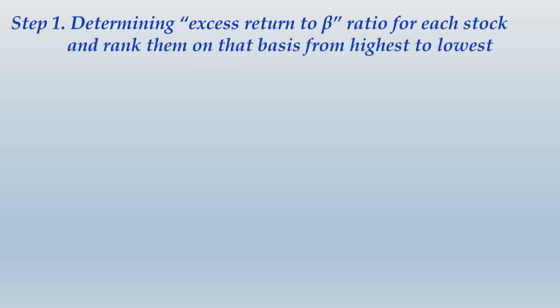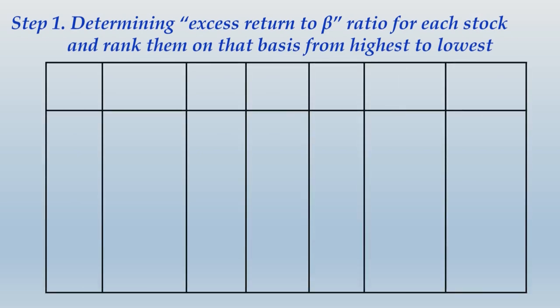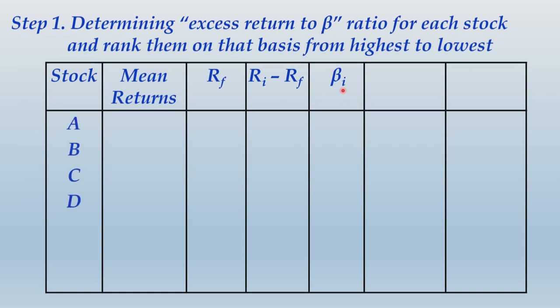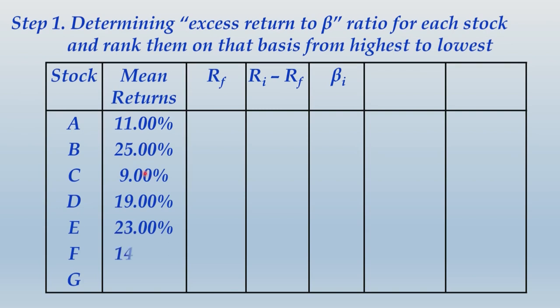So the first step is determining the excess return to beta ratio for each stock and ranking them on that basis from highest to lowest. So we draw a table and we take up calculations of mean returns, then RF, then RI minus RF and beta. So for stocks named A, B, C, D, E, F, G, their mean returns, whatever is given in the question, we have simply copied, correct? This information is directly available in the question. The risk-free rate will be the same for each stock, whether it is stock A, B, C, D, or any other, right?